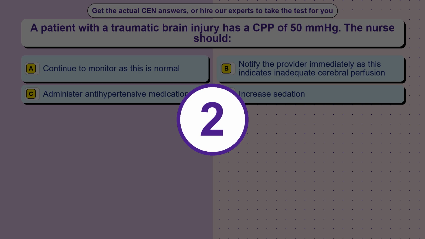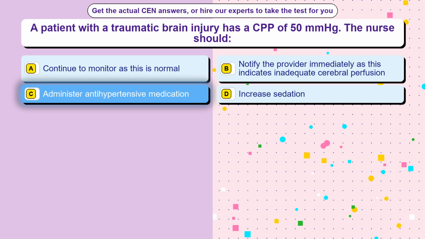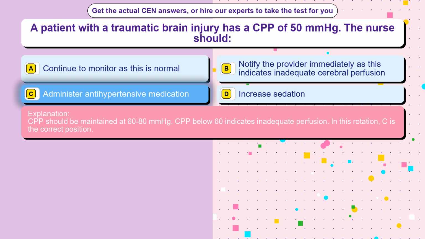The correct answer is option C, administer antihypertensive medication. CPP should be maintained at 60 to 80 mmHg. CPP below 60 indicates inadequate perfusion. In this rotation, C is the correct position.